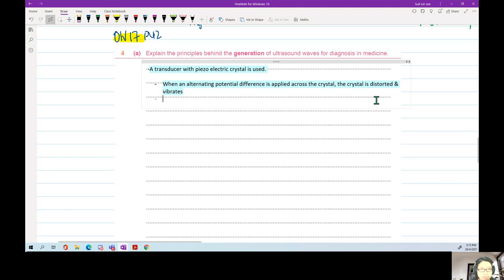All right, next point. What's the next point? We are going to think about the alternating frequency. So if the alternating potential difference has the same frequency, because alternating current has frequency, as the natural frequency of the crystal, the piezoelectric crystal resonates.